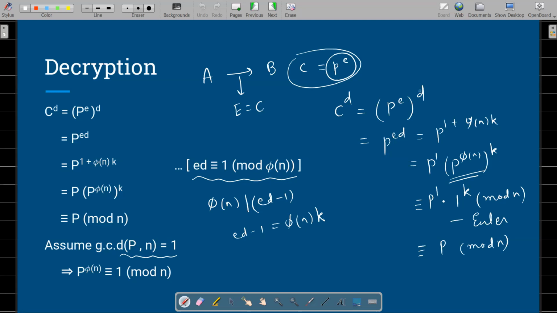See, N and E are made public by everyone. So if A is using some N and E, A has made this public, right? Sir, can you please explain this decryption method once again? Just a minute. Yes, sir.